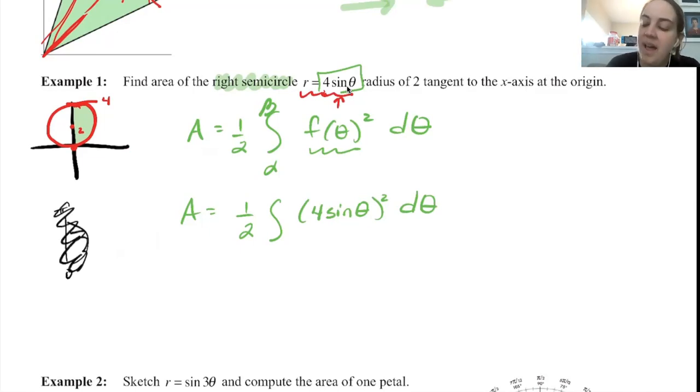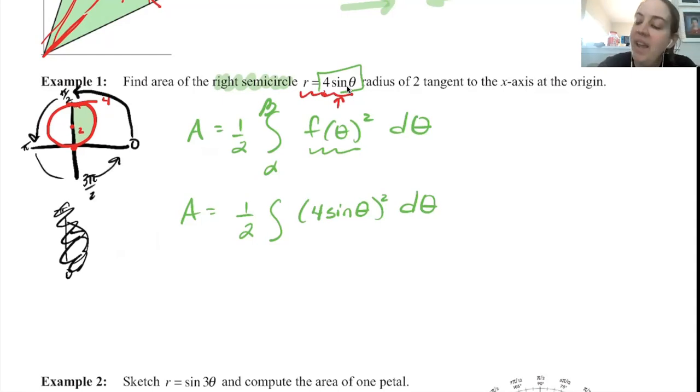Yes, but no, not in this case. We're starting here at 0 and we're going to go up and stop here. This is pi over 2. If we went to pi, that would actually be the whole circle, and 3 pi over 2 would be down here on the bottom.